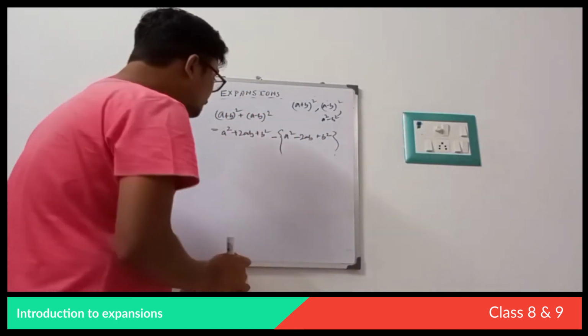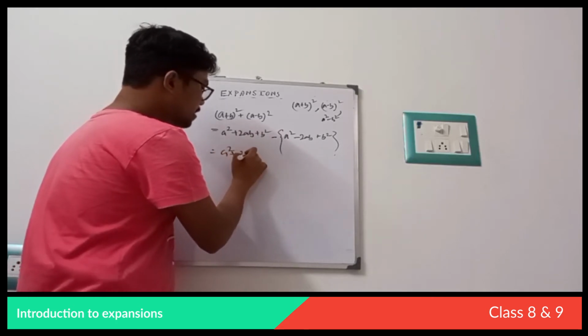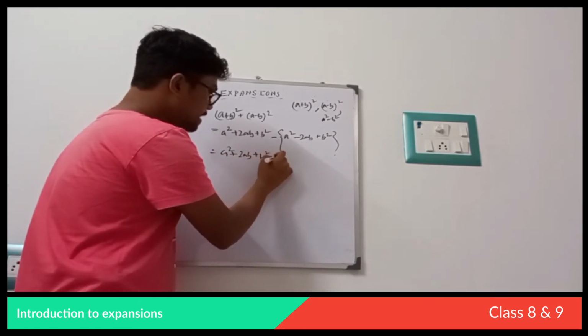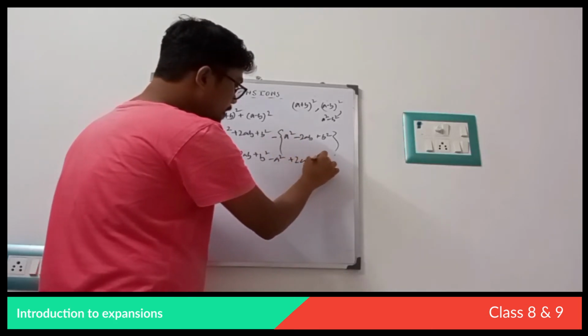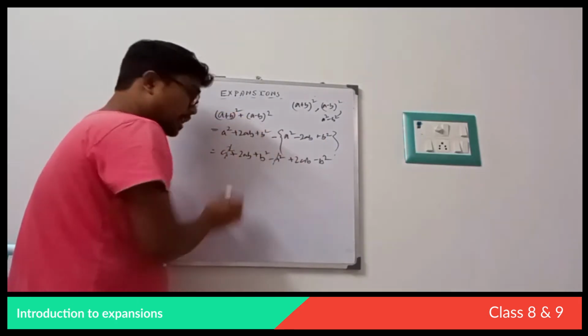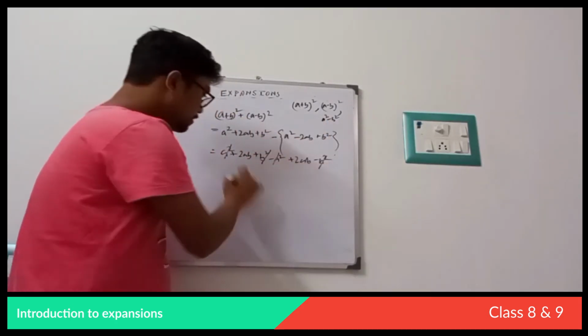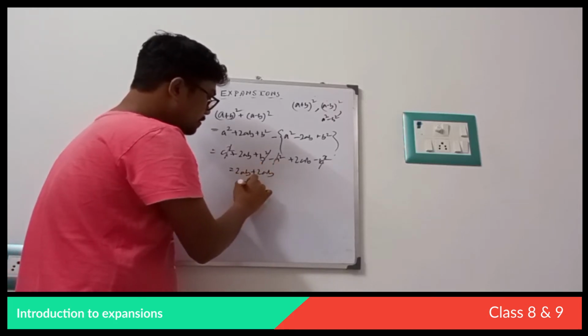Now we have to open the bracket. A square plus 2ab plus b square, minus a square, minus into minus plus 2ab, minus into plus minus b square. A square is cancelled, b square is cancelled, so we get 2ab plus 2ab, that's equal to 4 into a into b.